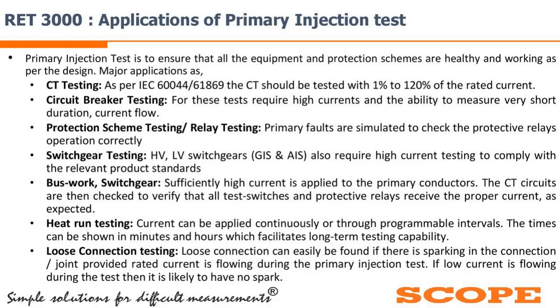Then primary current injection test is important for circuit breaker testing. Those tests require high current and the ability to measure very short duration current flow. Similarly, primary current test is important to check the behavior of relays and protection schemes. Similarly, switchgear testing we can do. HV and LV switchgear, both gas insulated and air insulated, also require high current testing to comply with the relevant product standards. So for that we require a primary current injection test kit.